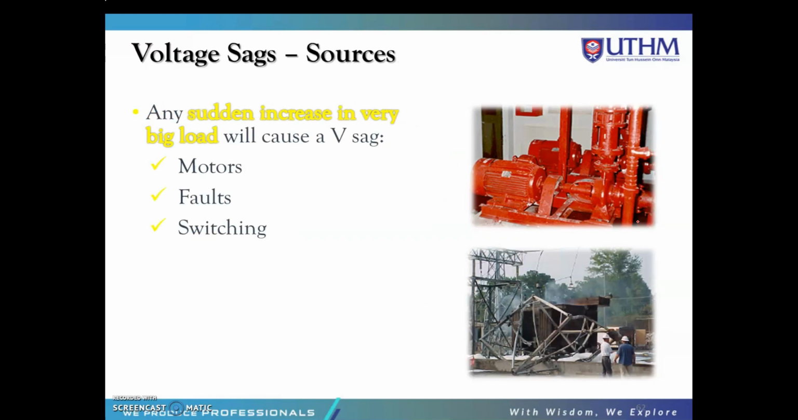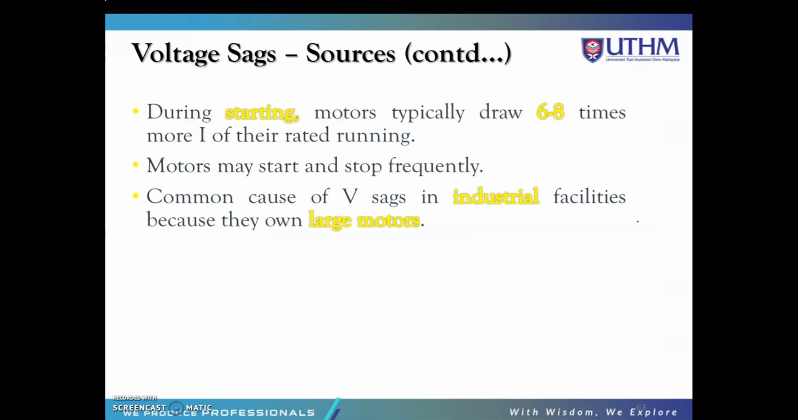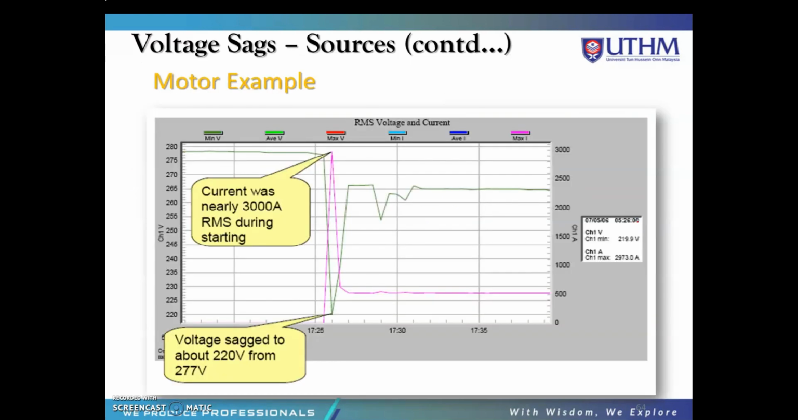So what are the sources of voltage sag events? Any sudden increase in a very big load will cause a voltage sag. For instance, overcurrent, motors, faults, and switching are all sources of voltage sags. During starting, motors typically draw 6 to 8 times more current than their rated running current. Motors may start and stop frequently, and are a common cause of voltage sags in industrial facilities because they own large motors.